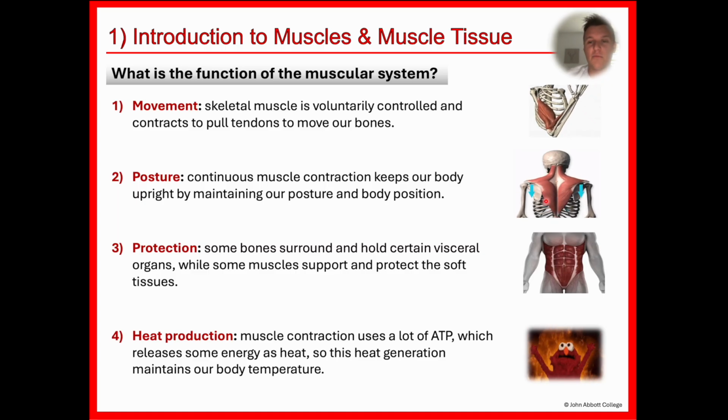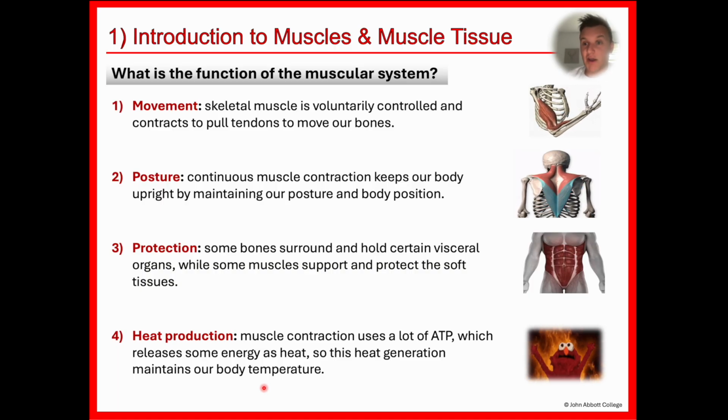So one of the byproducts of cellular metabolism is also heat. When you burn a lot, you know this. When you go for a run, you get very warm because your leg muscles, and whatever muscles you're using as you're running, are using up and making a lot of ATP, and you're constantly making heat, right? So that is important. Muscle contraction uses a lot of ATP, which releases some energy as heat. So the heat generation maintains our body temperature.